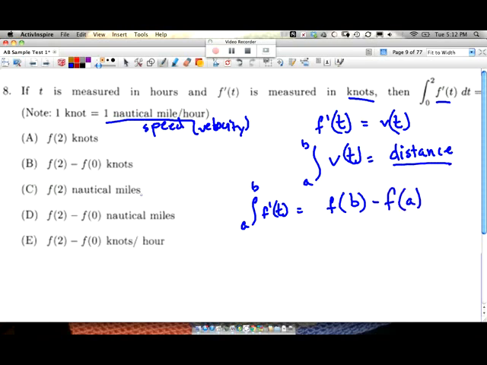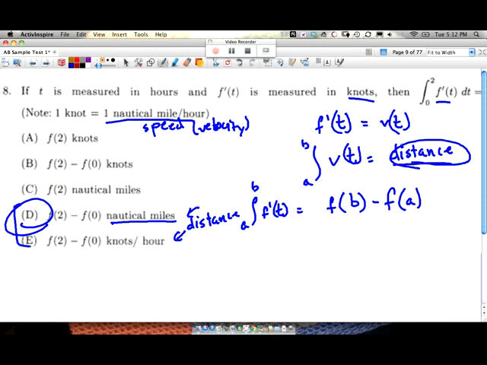That's not a big deal, but the big deal here is, okay, so then it's D or E. Is it nautical miles or knots per hour? Well, think about this. The integral of v of t is distance, not a speed. And the distance would be measured in some type of distance measure. Which one of these two is a distance? Not a speed. Well, that's D. That's your clue, nautical miles.